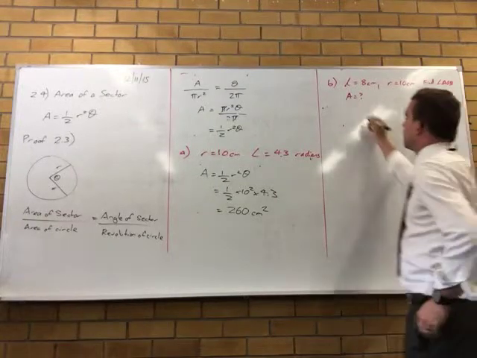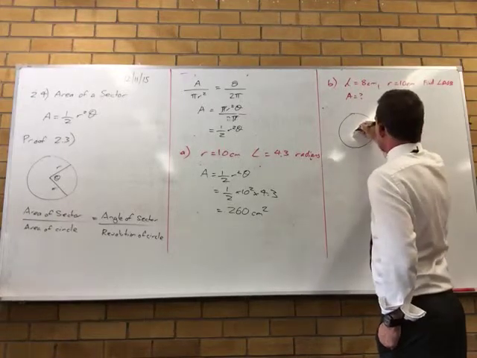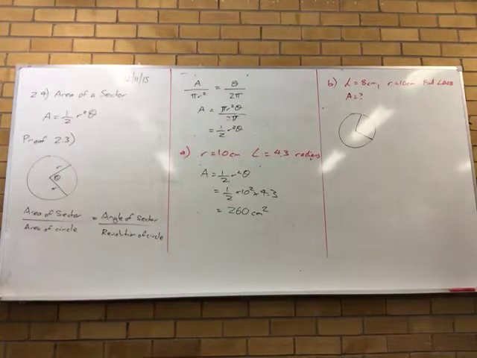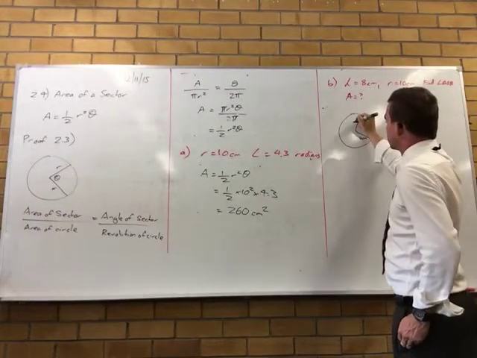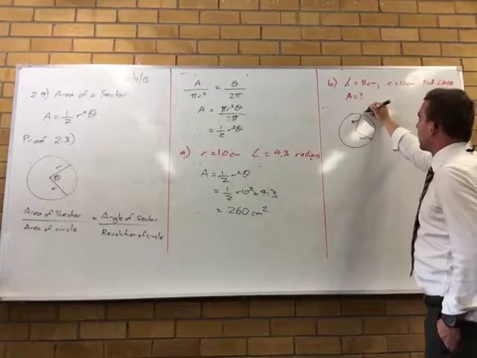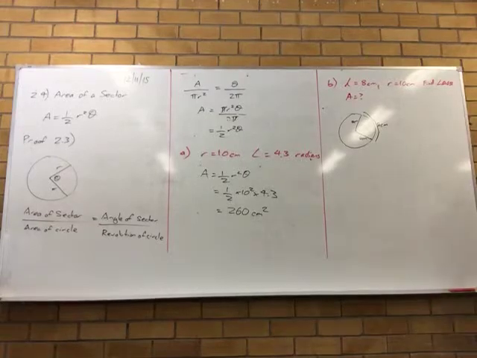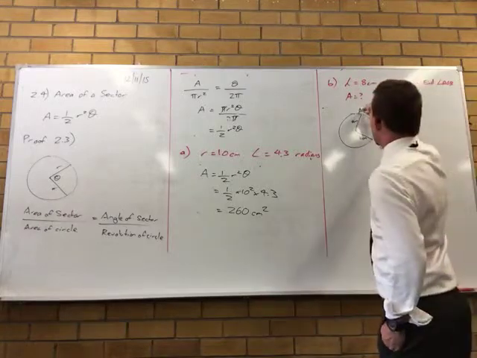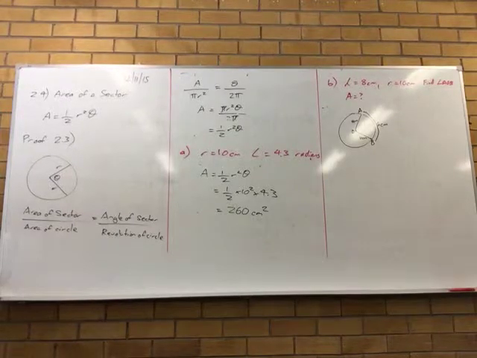Diagrams are always helpful. So you've got a radius of 10 centimetres. It doesn't have to be accurate, just enough to understand what's going on. The radius is 10, and the arc length is 8 centimetres. You need to find the angle made at the centre, angle AOB, that's the arc AB.